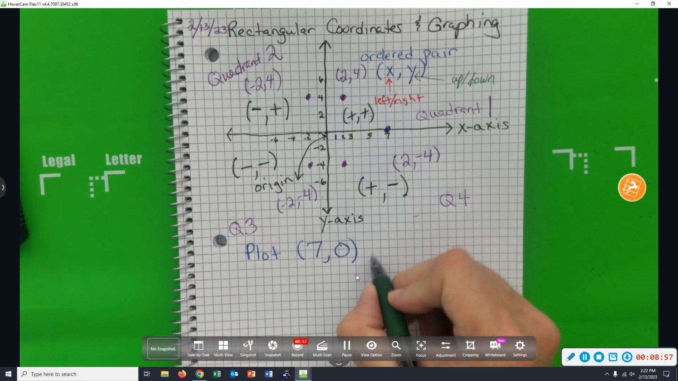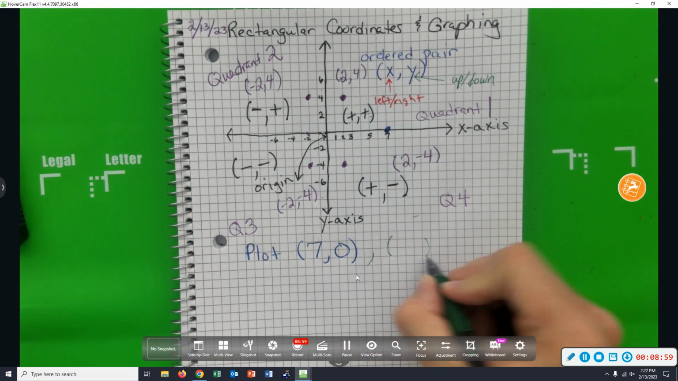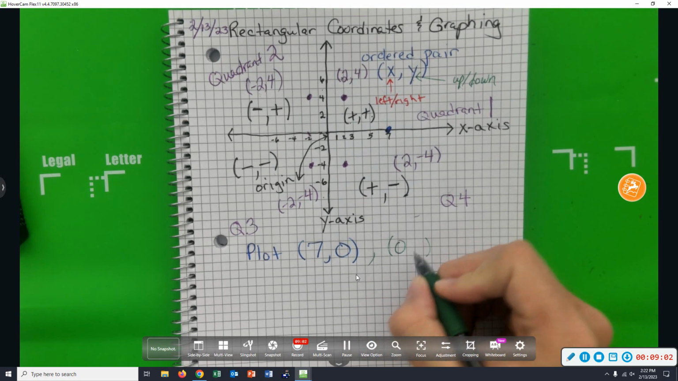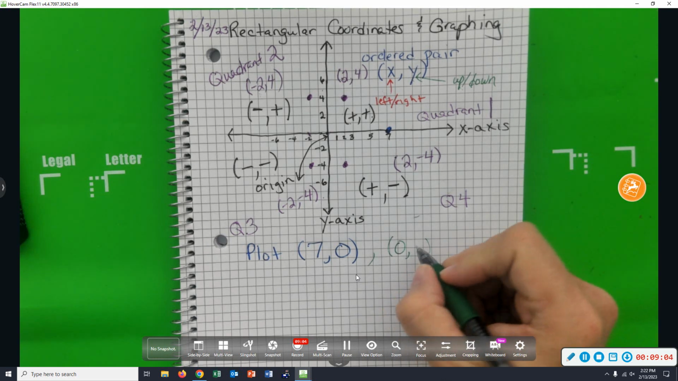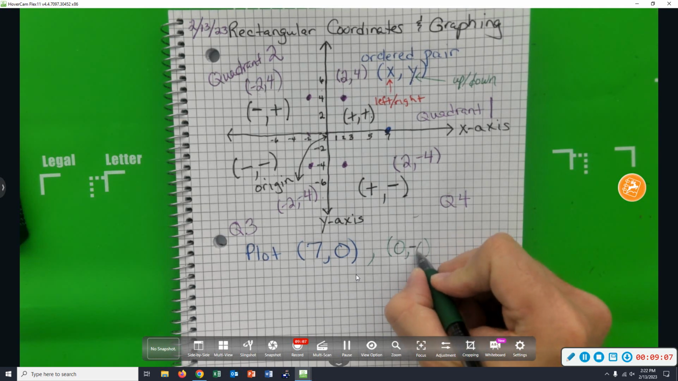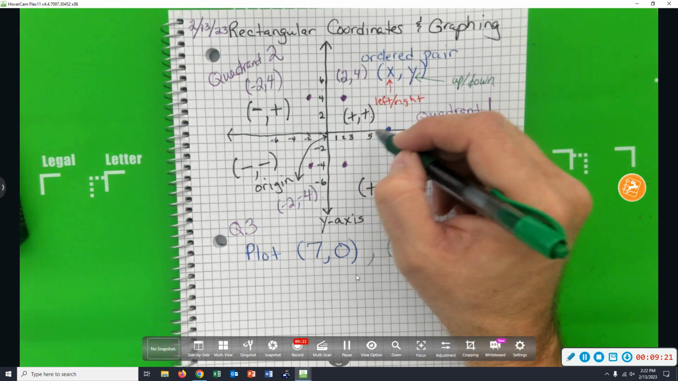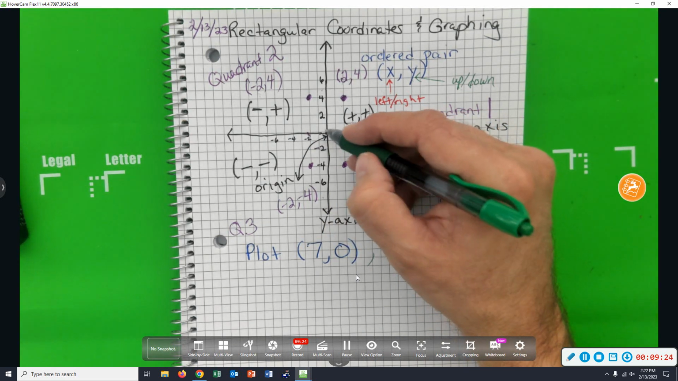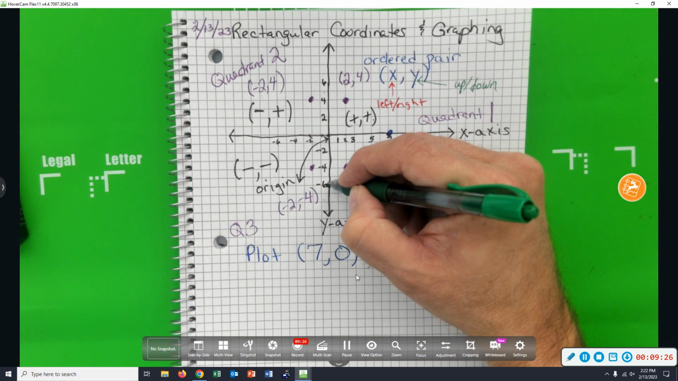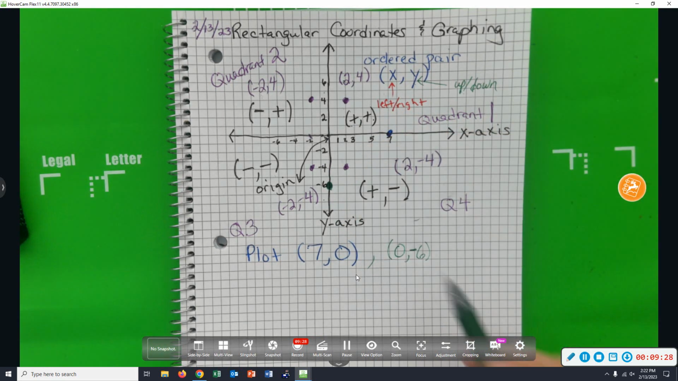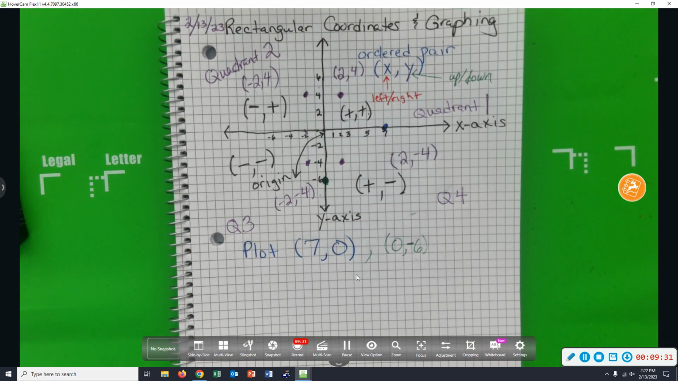And one more, let's plot the point (0, -6). Trying to use numbers I've labeled on here. Where would (0, -6) be? On the x-axis or on the y-axis? Y-axis. You would start at the origin, move left and right 0, and then down 6. Why down? Because it's negative. Okay?